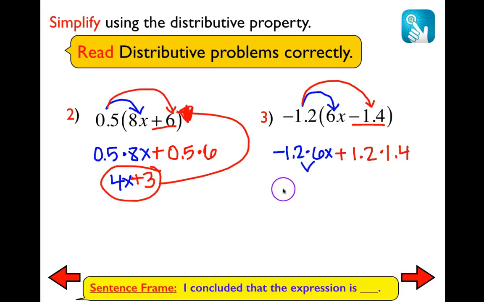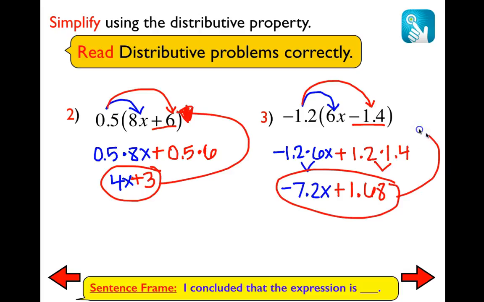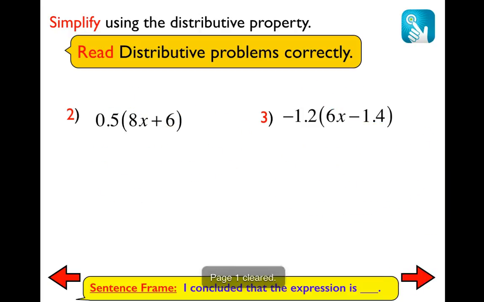So now I can multiply. A negative times a positive is a negative, and that's going to leave me with 7 and 2/10 x. And here, combining these like terms, I'm going to get a positive 1 and 68/100. Once again, this expression is equivalent to this one, except this is a simplified version of it. So if you're wondering how I got these numbers, this was basically side work. You can do 1 and 2/10 times 1 and 4/10, and that's how I got my numbers here. Same thing here. Okay? So now, moving on.